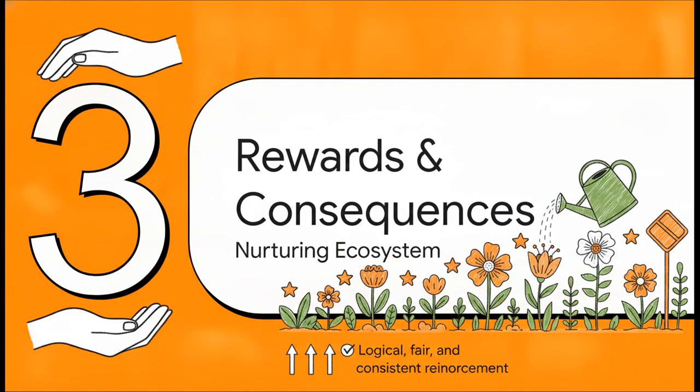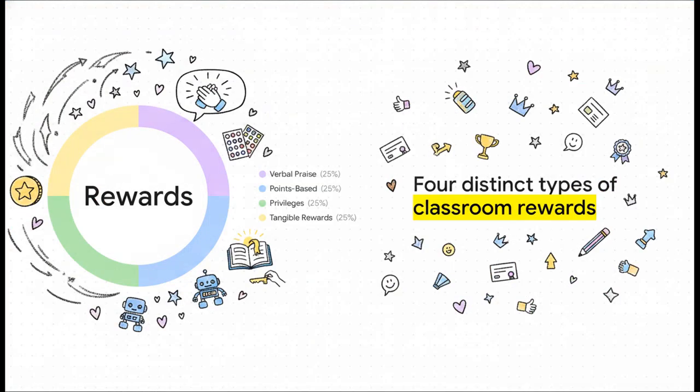Section 3. Managing rewards and consequences. Nurturing the ecosystem. Just like a garden, a classroom requires logical, fair, and consistent reinforcement to truly flourish. Recognizing positive behavior ensures that it continues. Here we can see 4 distinct types of rewards: points-based, privileges, tangible rewards, and verbal praise.